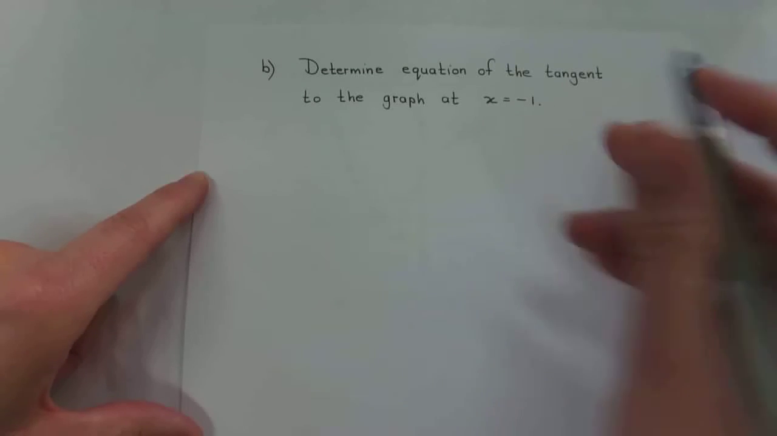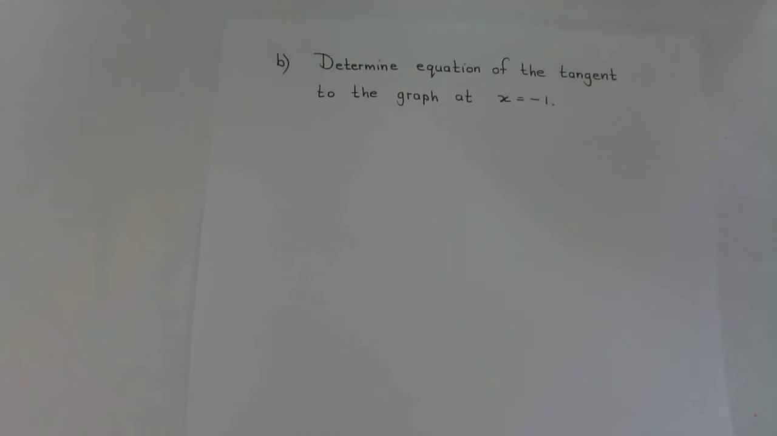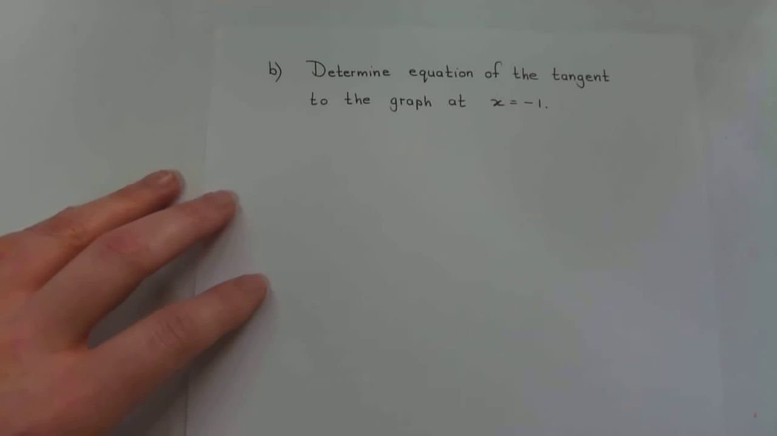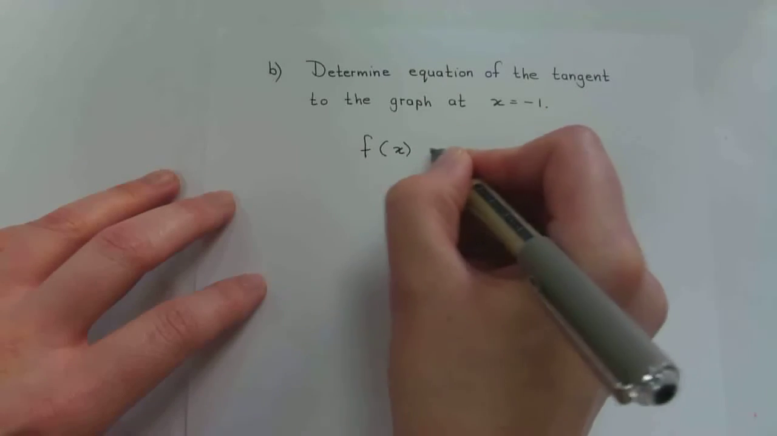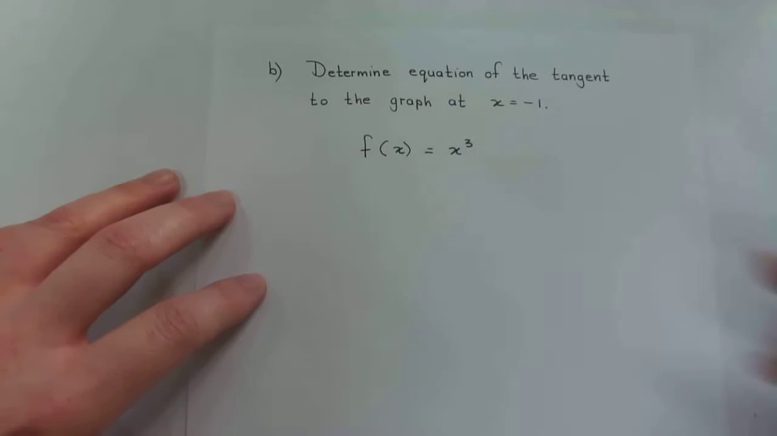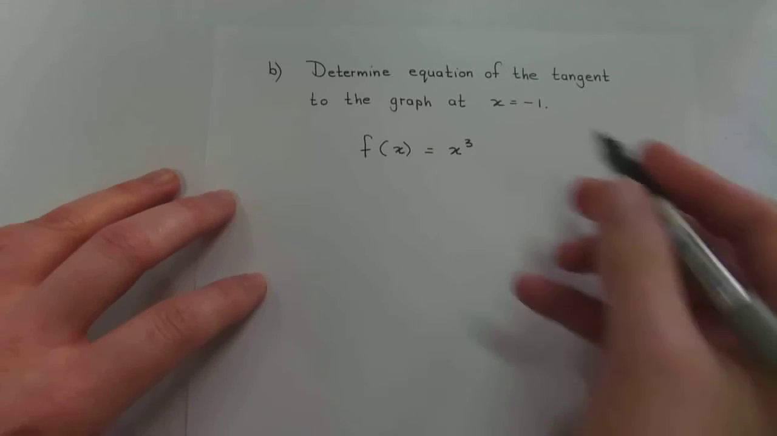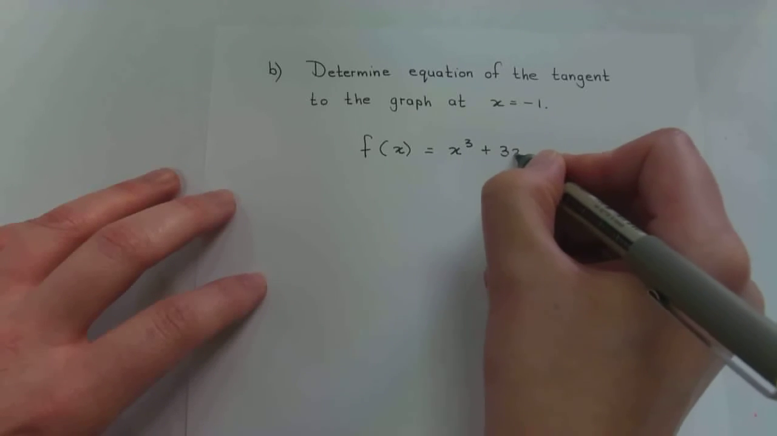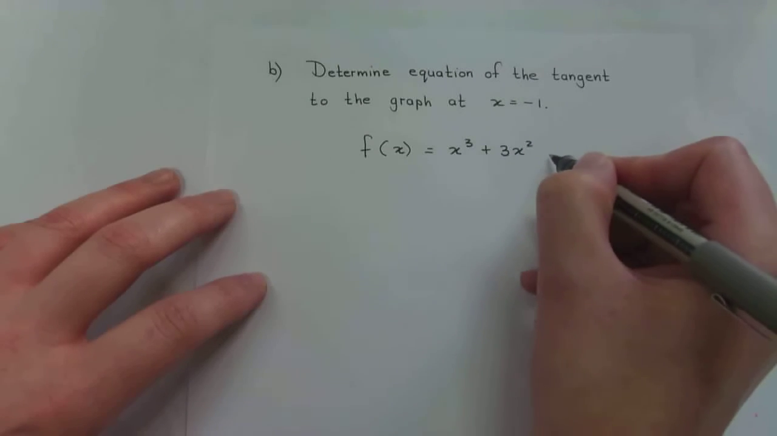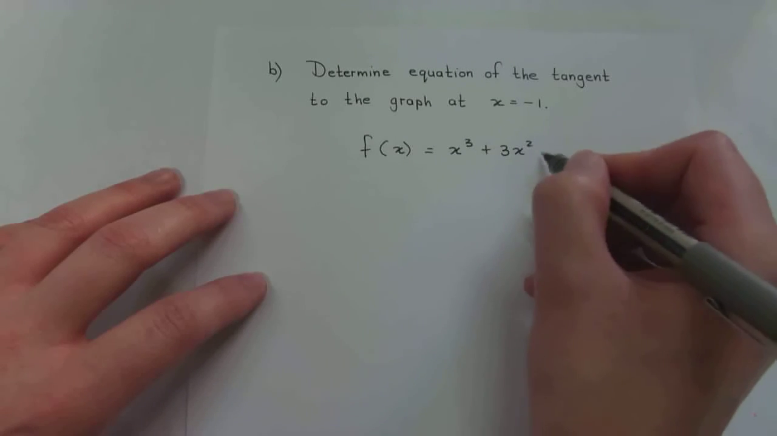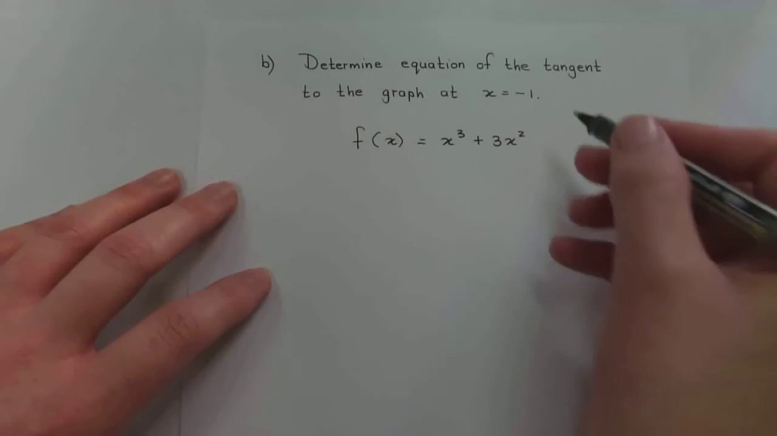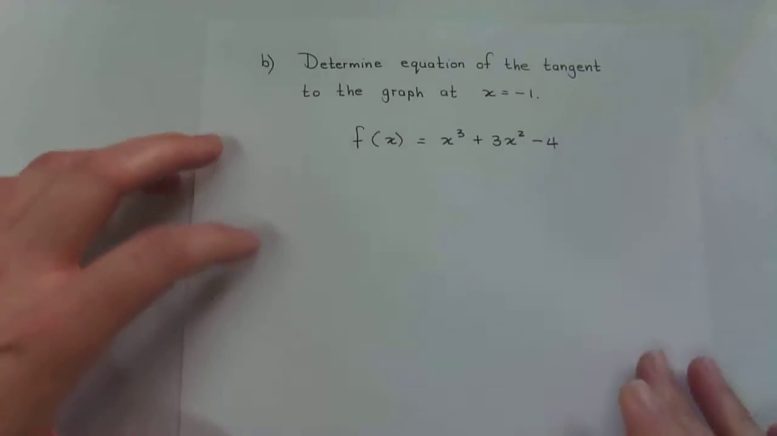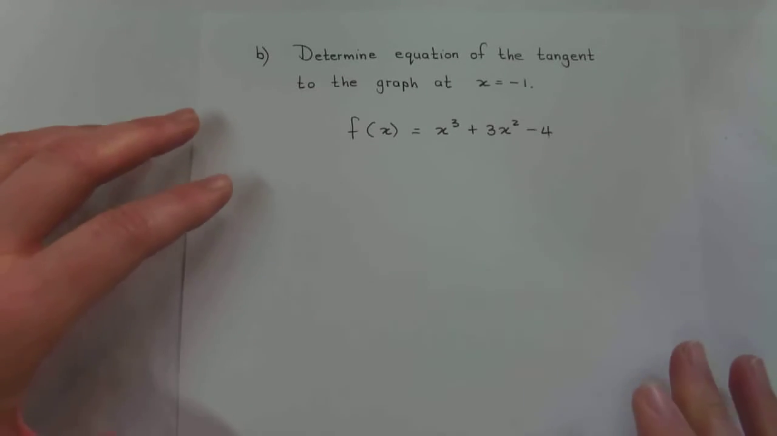So if I want to determine the equation of the tangent where x is equal to negative 1, I first need to write down this equation that I've just determined. This equation is f of x equals x cubed, which was given, plus 3x squared, because a is equal to 3. B is equal to 0, and that's the coefficient of x, so I'm not going to write down x at all. And then finally, c is equal to negative 4, so that's minus 4. So this is the equation of this particular cubic graph.